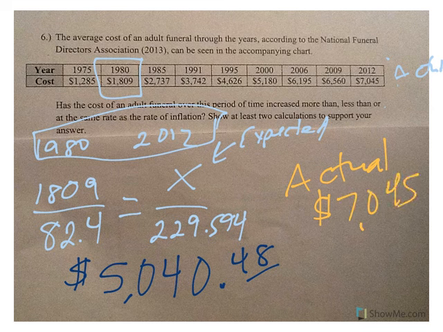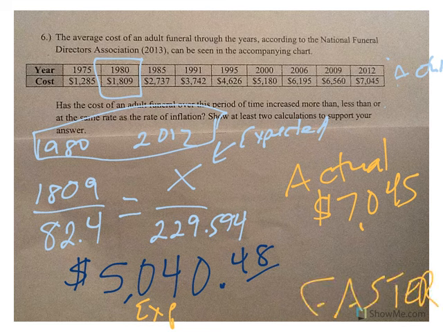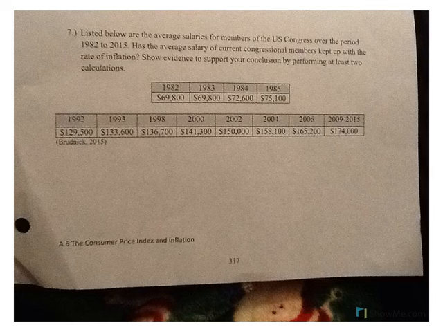So once again, the actual is higher than the expected, right? Because this is the expected down here, and therefore it has grown faster than inflation, which has been pretty much a consensus. And the last problem here, we've got the salaries of Congress over a period of time, and once again, did it keep up with inflation? So I'm going to go with 1982 compared to, well, and look at this. This is a range, so I don't want to use that one. I want to use actual data.